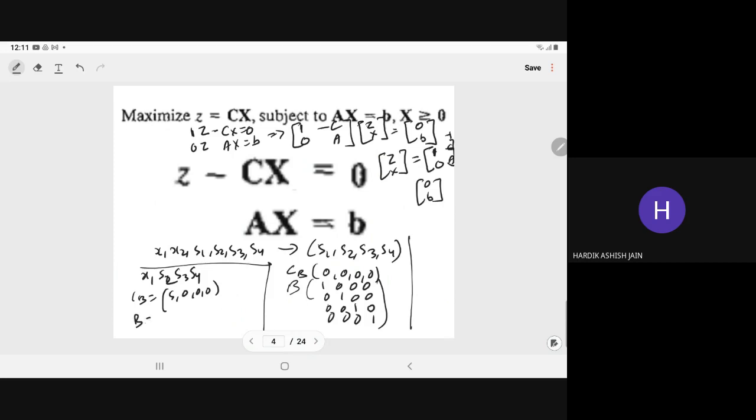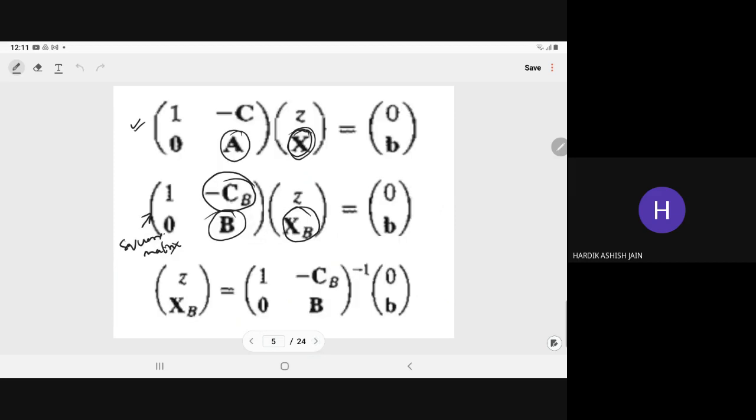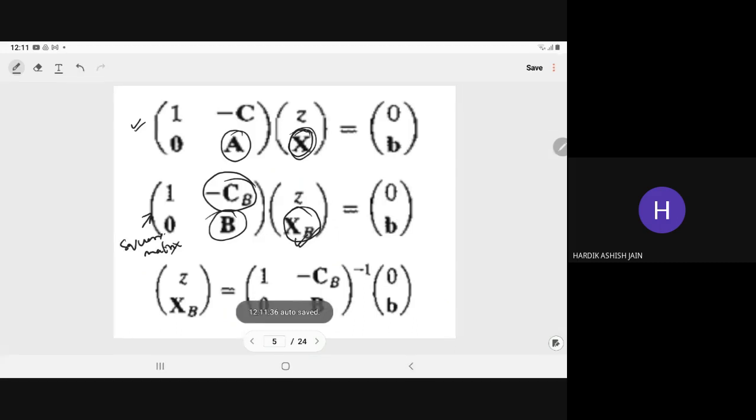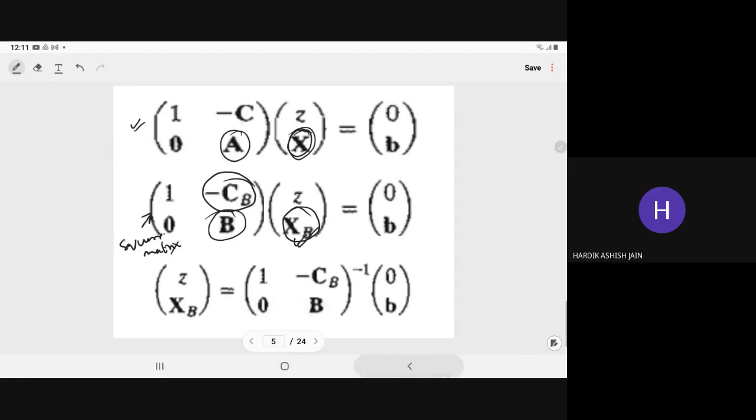And the basis for this will become 6, 4, 1, 0, then 0, 1, 0, 0, 0, 0, 1, 0, 0, 0, 0, 1. So we take the cost corresponding to the basic variable you are choosing here, and the coefficient column of A corresponding to the basic variable. That we represent by B, and the cost we represent by CB. Now this matrix is a square matrix.